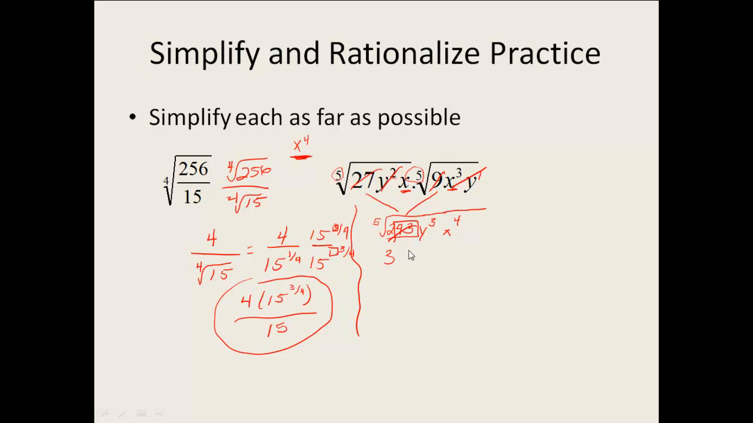Then my y cubed is still going to stay under there, so I have the fifth root of y cubed and the fifth root of x to the fourth. Now the reason they stay under there is because their exponent is smaller than what our index is. So there's only 4 x's here, and I would need 5 of them in order to be able to reduce it. So this one would reduce down to 3 times the fifth root of y cubed x to the fourth.